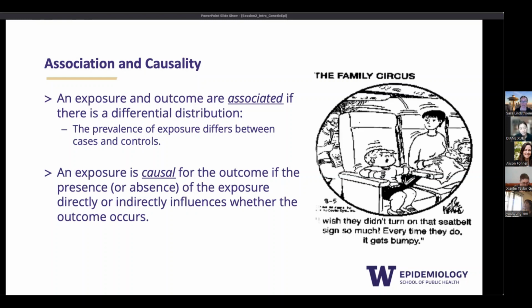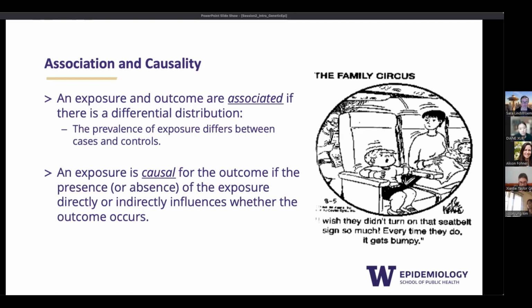So we see association a lot in epidemiology, and one of our toughest tasks, and one of the things we need to spend time thinking about, which goes way beyond collecting and analyzing your data, is trying to understand why we see this association, and whether it gives us an accurate estimate of a causal effect. When we talk about causal effects, we mean that an exposure is causal if the presence or absence of that exposure will influence whether the outcome occurs, whether directly or indirectly. Of course, even if they did not put on the seatbelt sign, you would still hit turbulence, right? So it's not a causal factor.